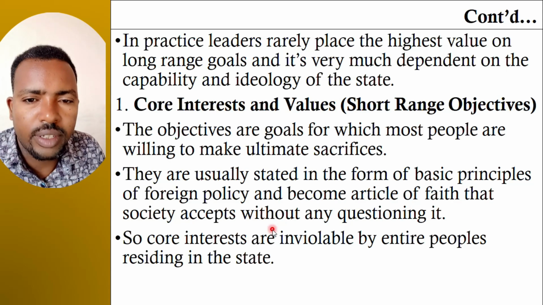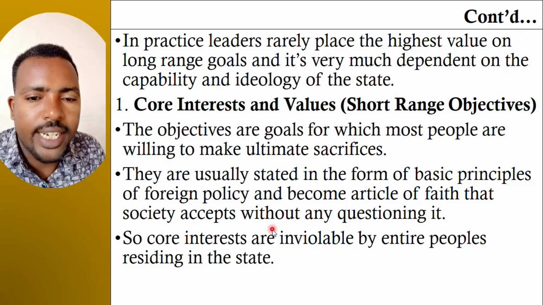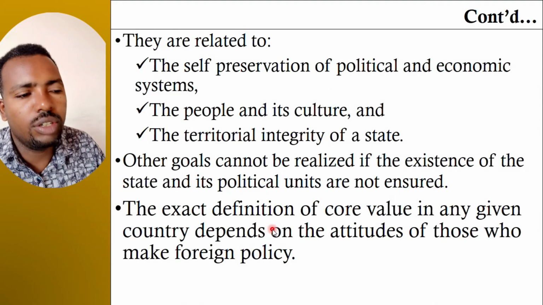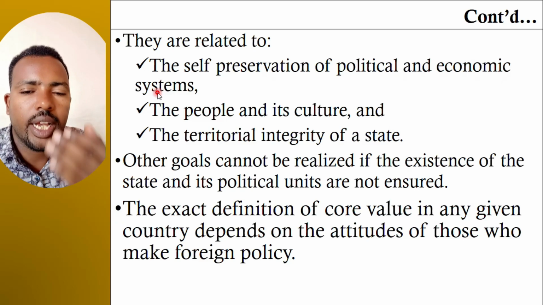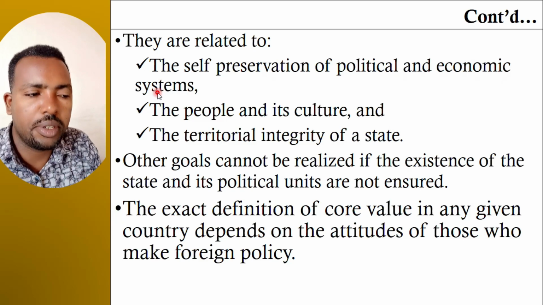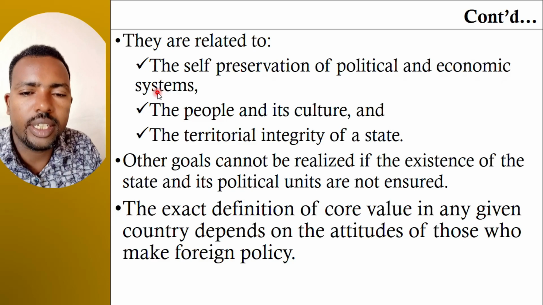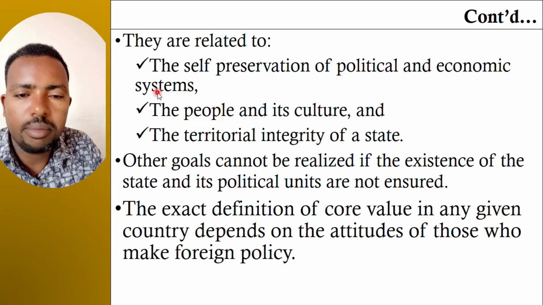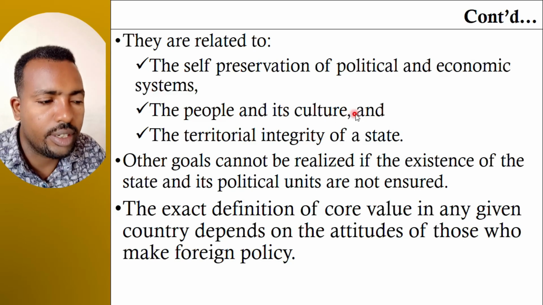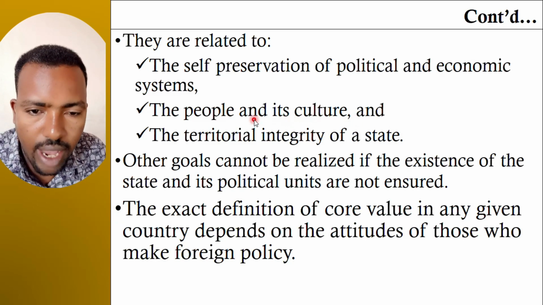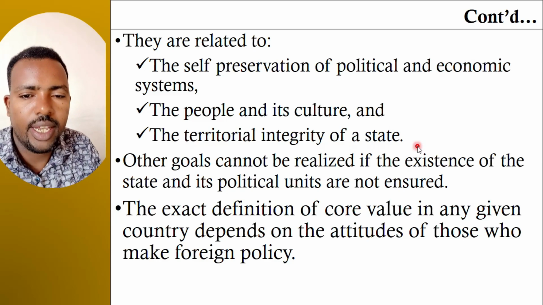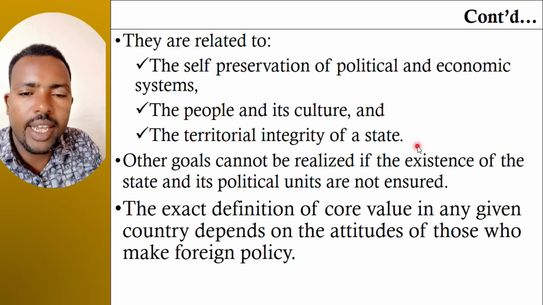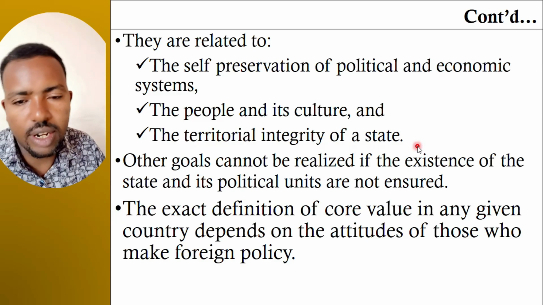So these objectives should not be compromised. They should not be shared, or given less attention. They are related to the self-preservation of political and economic systems, because we have talked about political, economic, and cultural identities. So it is all about self-preservation, which is equated with cultural identity, physical identity, and political identity: the preservation of the people's culture and its identity, and the territorial integrity of the state. So these goals are very crucial and cannot be compromised. States commit their very existence, and they can even go to war for the attainment of this national interest.